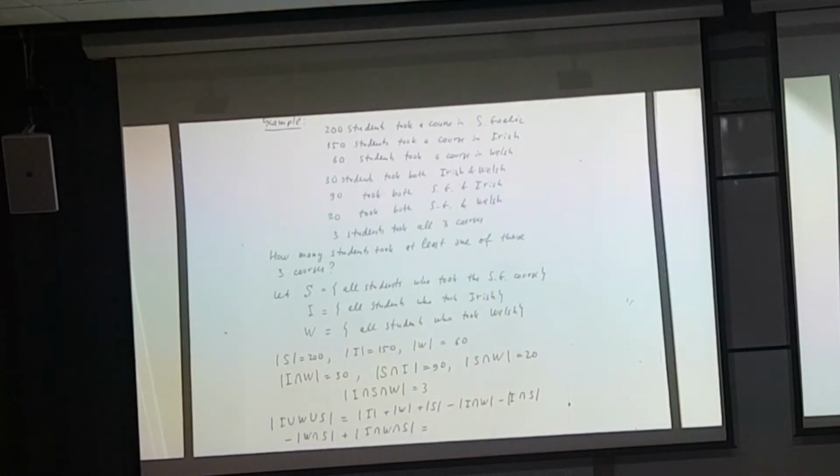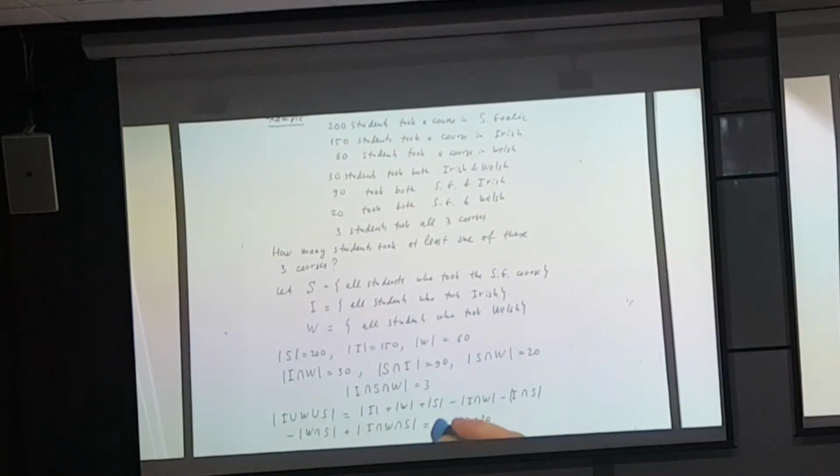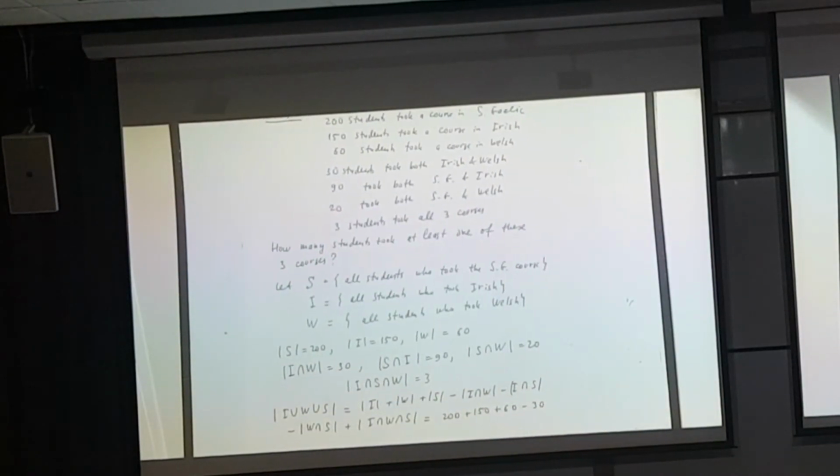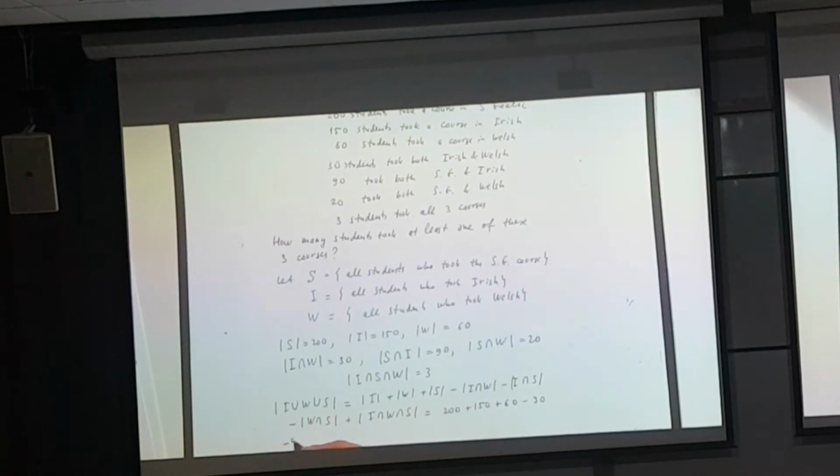And finally, substituting the numbers, we get 30 plus 90 plus 20. Sorry, no, those come with the minus signs. Sorry, wrong ones. So the 200 plus 150 plus 60 minus 30 minus 90 minus 20 and plus 3. And this finally gives us the answer of 273.